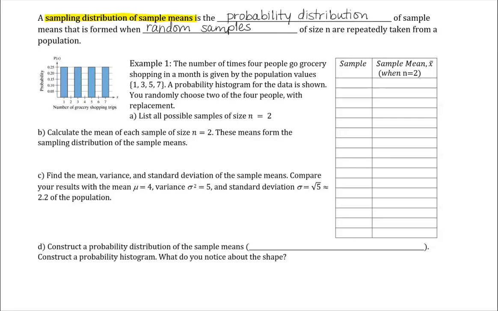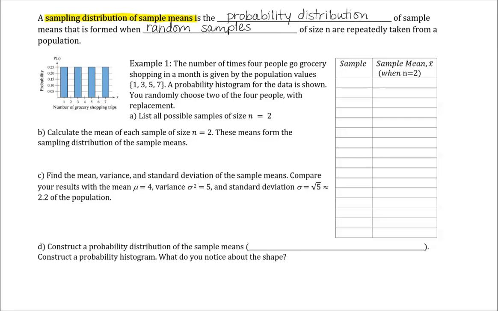We are given a probability histogram for that data. So here's the probability histogram. We can see that for one person, going to the grocery store one time is a 25% chance. Going to the grocery store 3 times is also a 25% chance, 0.25, and so on and so forth. And we've seen examples of making those probability histograms. Now let's say that I randomly choose 2 of these 4 people with replacement.